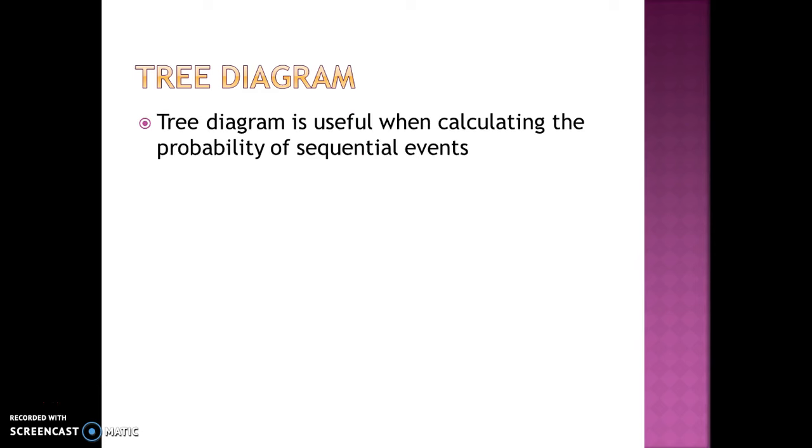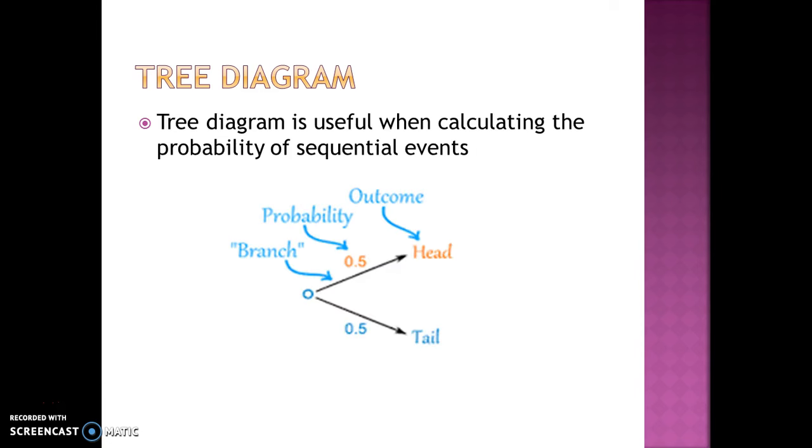A tree diagram is useful when calculating the probability of sequential events. The way you set up a tree diagram is that you start in the center and you have branches. This is the tree diagram if you were flipping one coin. You could have multiple branches; you don't just have to have two. For example, if you were pulling marbles out of a bag and you had red, green, purple, orange, and pink marbles, then you would have 5 branches because 5 different colors could have happened. The probabilities go on the branch, and the outcome is at the end of your branch.